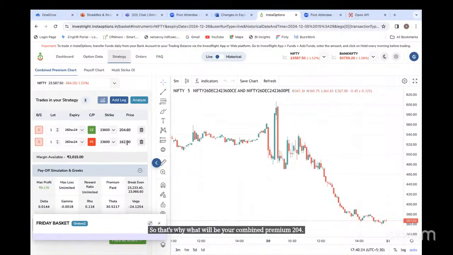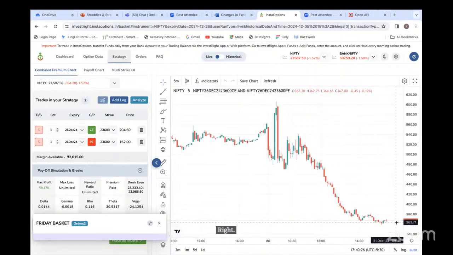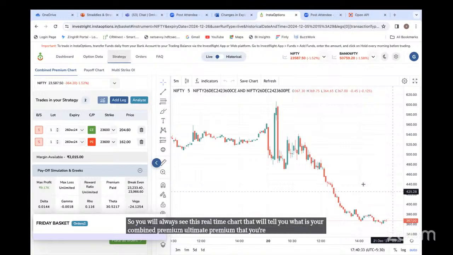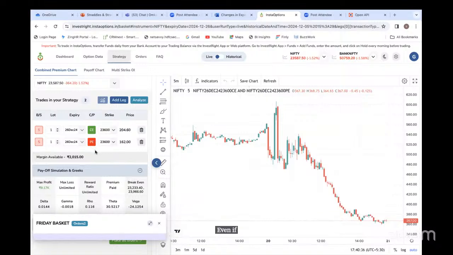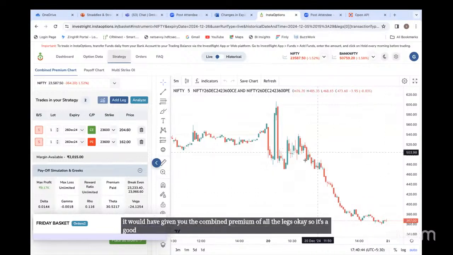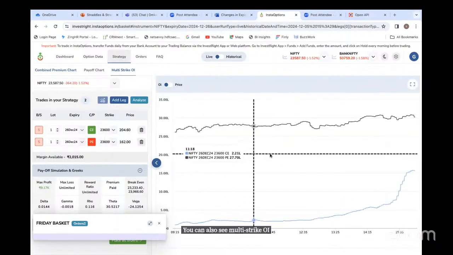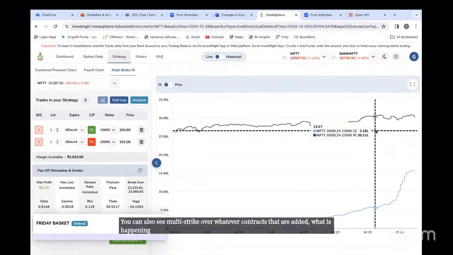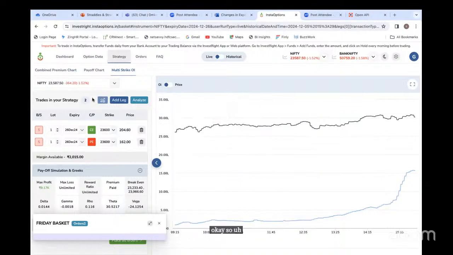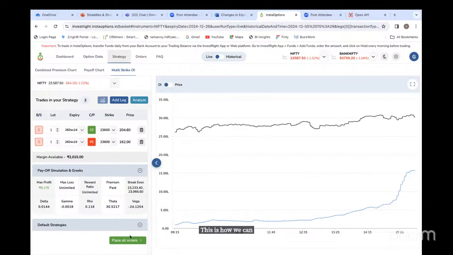204.60 plus 162, right? So you will always see this real-time chart that will tell you your combined premium, the ultimate premium that you're going to get from your strategy. Even if it had 8 legs or 10 legs, it would have given you the combined premium of all the legs. It's a good feature for option strategy makers. You can also see multi-strike OI, for whatever contracts are added, what is happening in terms of open interest, it will show you. So this is how we can execute the strategy and analyze the strategy.